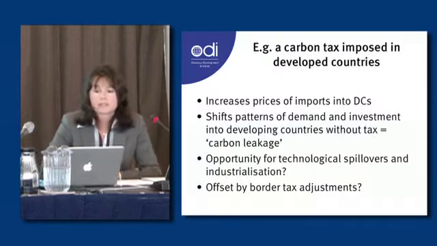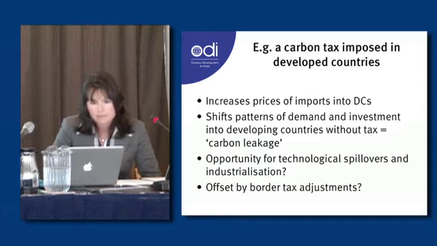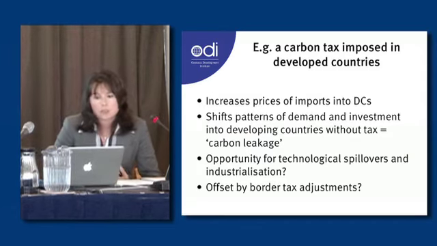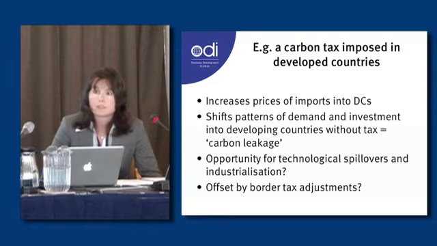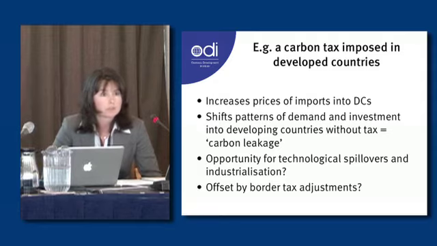So, just one example of one of these mitigation policies that we analysed, a carbon tax. Assume a carbon tax is imposed in developed countries. It's on the table, different forms of carbon tax are on the table, highly likely to be implemented, has already been implemented in many countries. First effect that we thought about was the fact that it would increase the price of carbon-intensive imports into developing countries, which, all else being equal, will have a negative welfare effect in those countries. It will also shift patterns of demand and investment into developing countries without the tax.